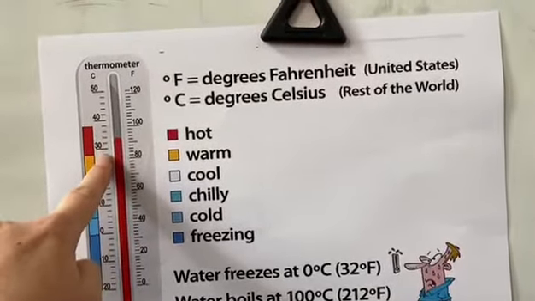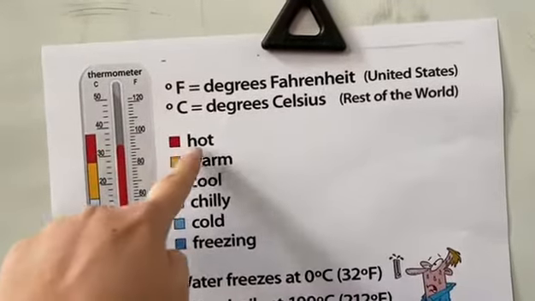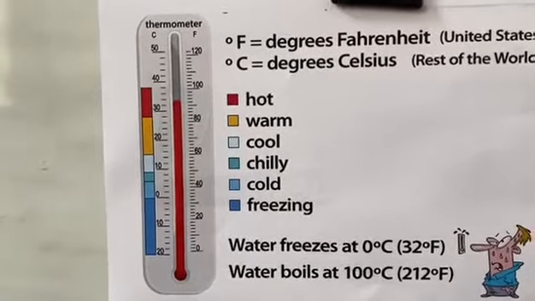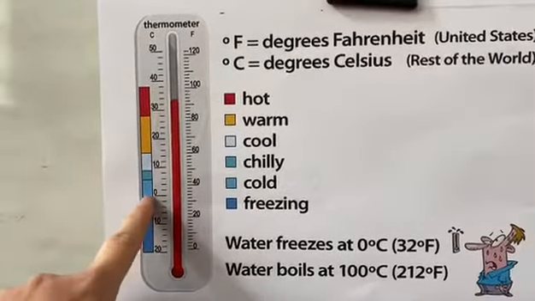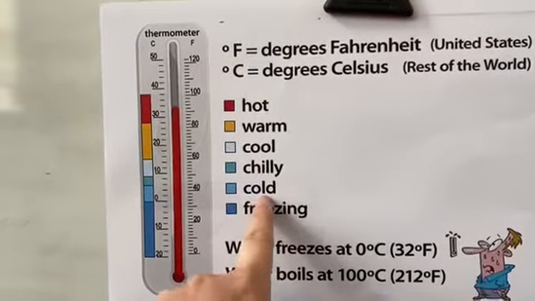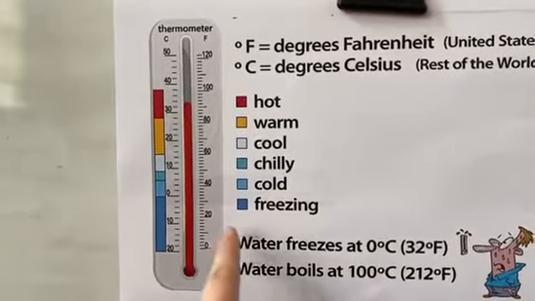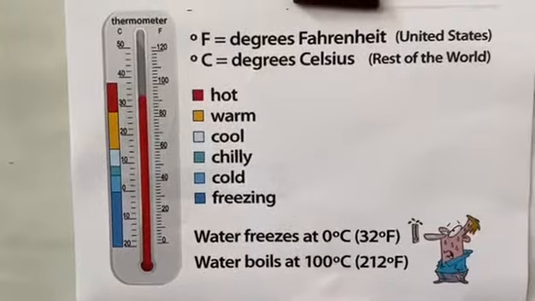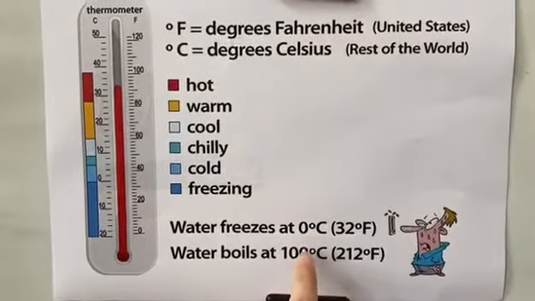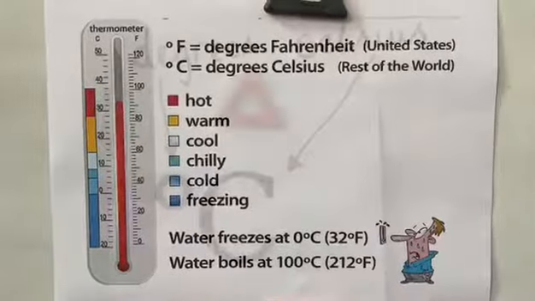So if I was to look at this thermometer and the red liquid was to rise to over here at 28 degrees Celsius, I know it's going to be a hot day. It'd be really nice. However, if it was to drop all the way here to 0 degrees Celsius, I know that's going to be a cold day. And if it was to go even further, it would be freezing. And water freezes at 0 degrees Celsius and water boils at 100 degrees Celsius.